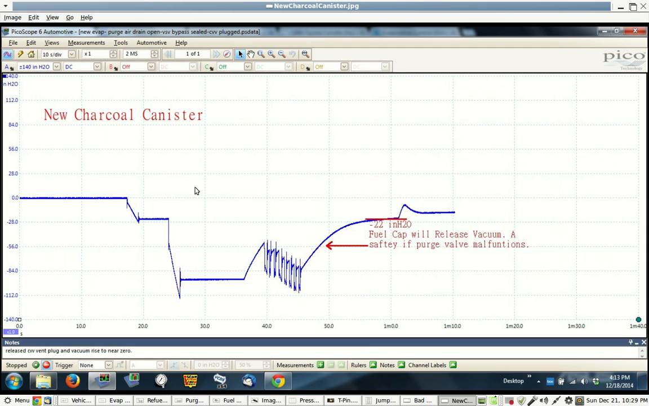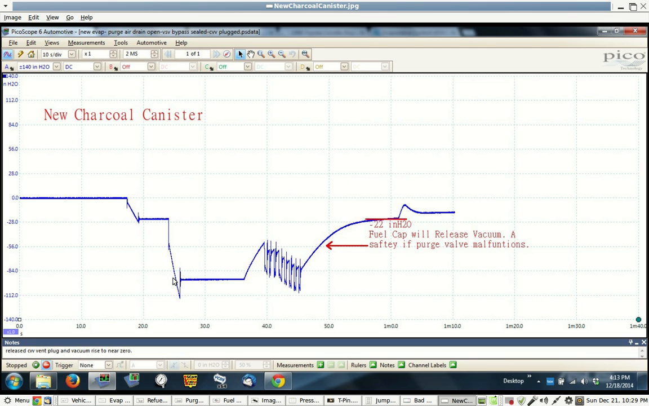Now we put a new charcoal canister on it, and we're going to run the same check again. So we have the vent valve closed. We've manually grounded it so it's closed. And then the purge valve, we activate it right here, and it pulls down, and then we let off, and we watch it, and it holds that vacuum perfectly. So there's absolutely no change in that.